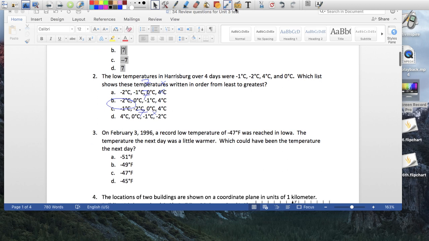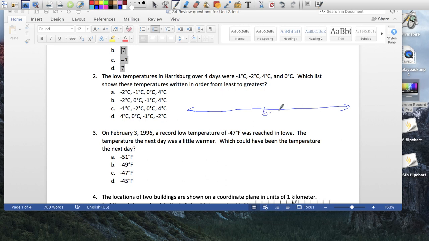The low temperatures... Which of these shows these temperatures in order from least to greatest? All right, so least. We have 4 temperatures. You can put this on a number line if you like. It's small enough that I can create a number line.